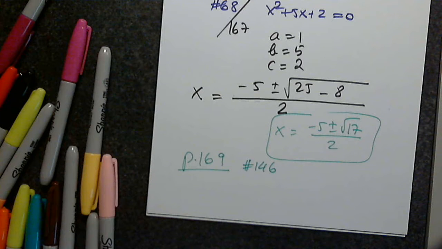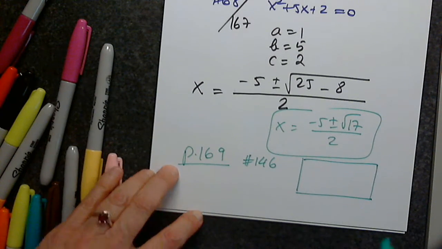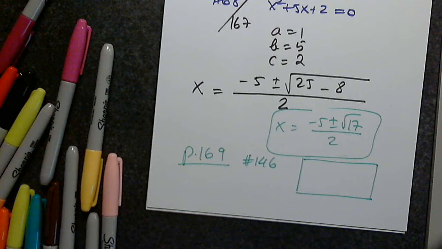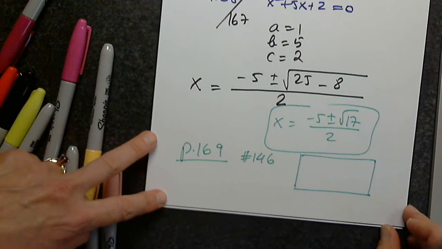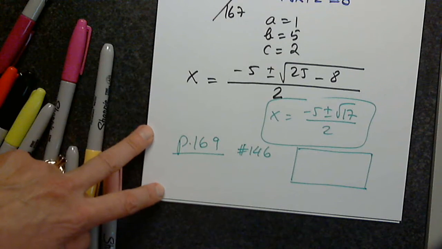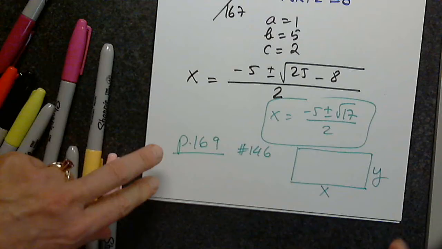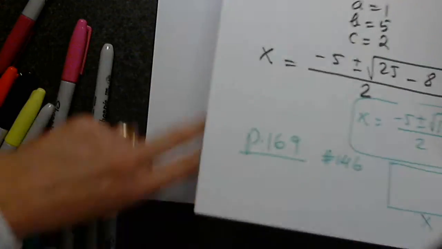A rectangular parking lot has a length that is 3 yards greater than the width. A rectangular parking lot, and they say the length is 3 yards greater than the width. How would you like to denote the length and the width? We normally use x and y, but it doesn't matter. Whatever you want. That's fine. Good. So the length is 3 yards longer than the width.